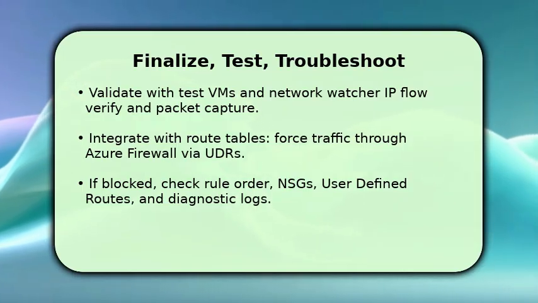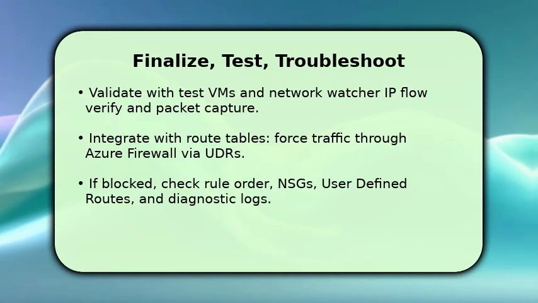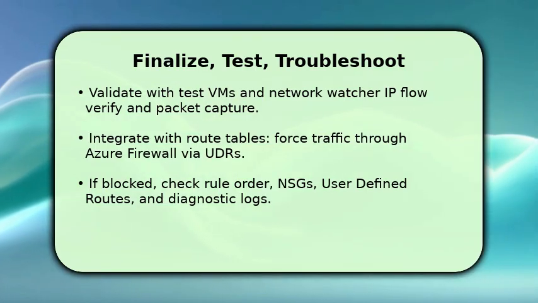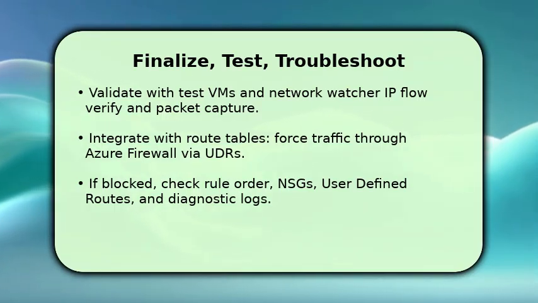Update subnet route tables to direct outbound and east-west traffic through the firewall using a next hop of virtual appliance. Test with VMs using network watcher tools, IP flow verify and packet capture to confirm allowed and denied flows.